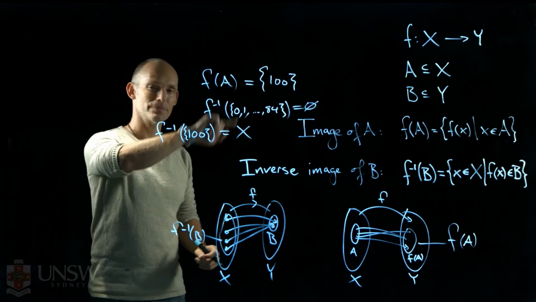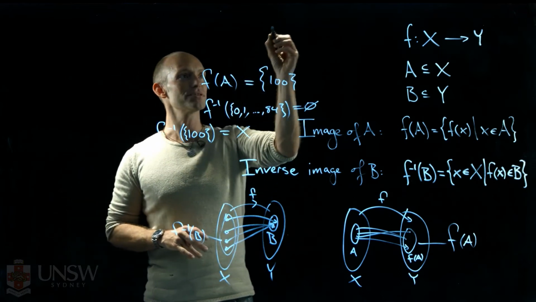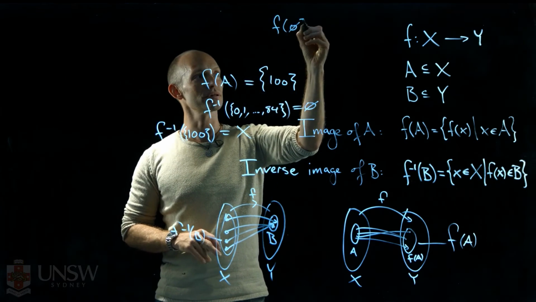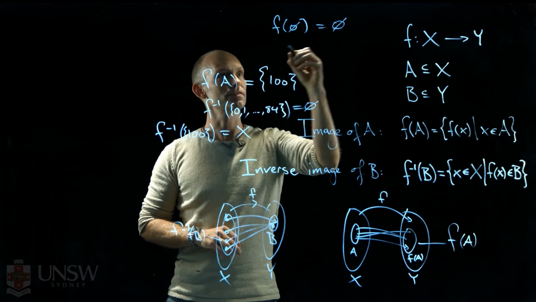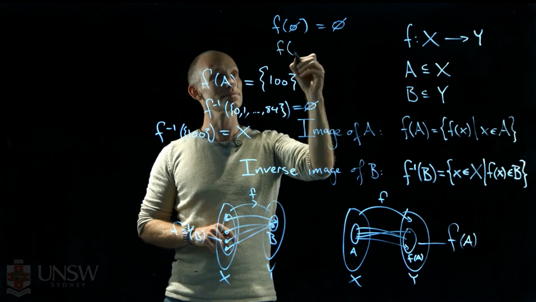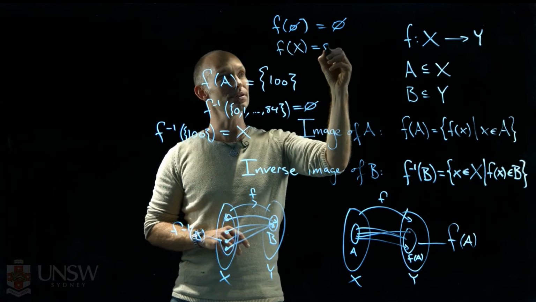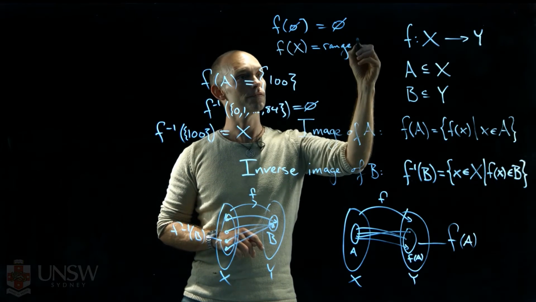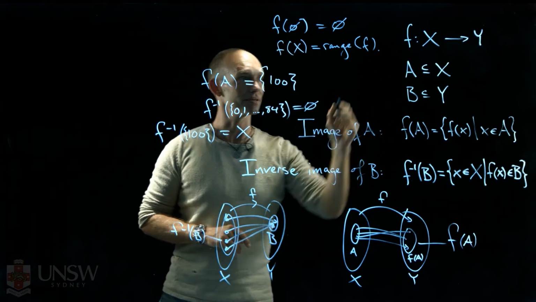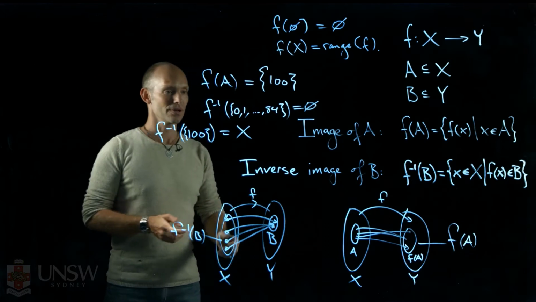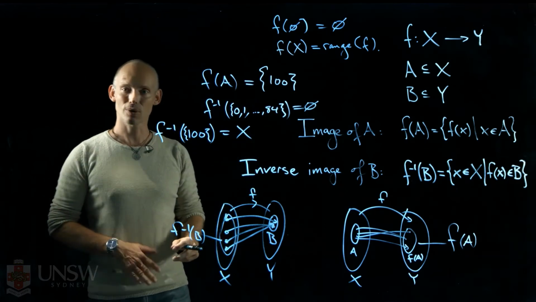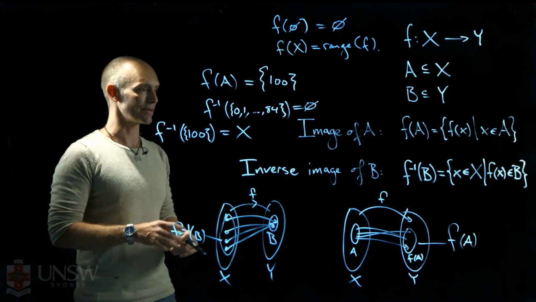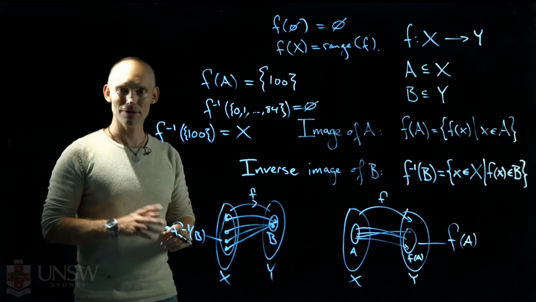So in particular, if you're looking at the empty set, the image of an empty set, well, that's empty. If you're looking at the whole set x, well, that's exactly the range of the function itself. So the image and the inverse image are important and useful notions that we now have. Now let's look at an example.